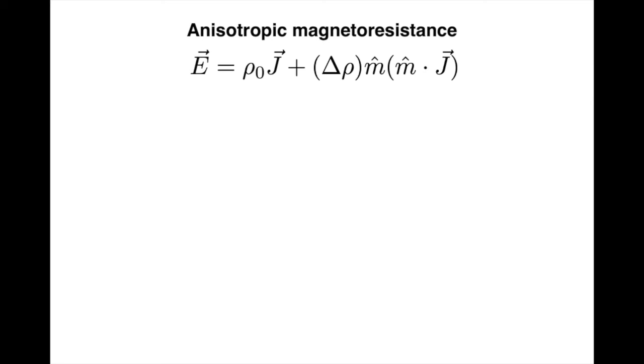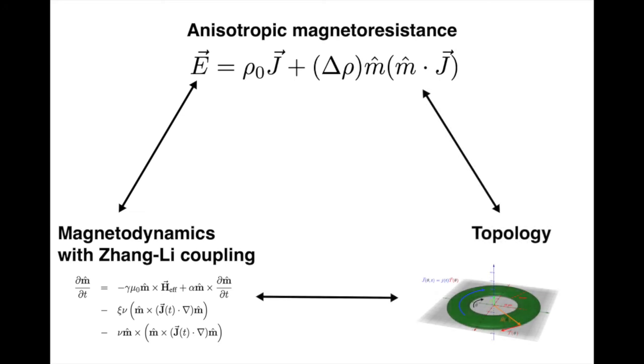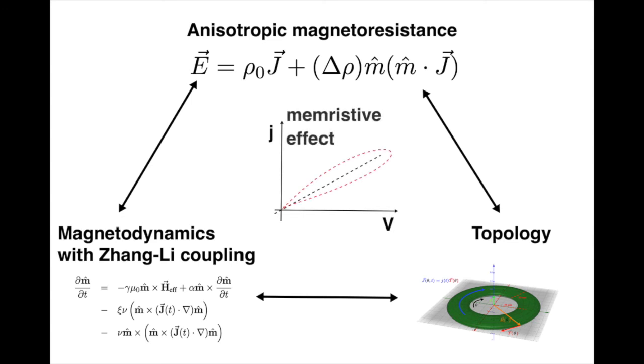Let us put all these elements together. We assume that we have a material with anisotropic magnetoresistance effect, and a Zhang-Li coupling between the magnetization and the current. Then, if the magnetization state is topologically nontrivial, not only do we have an effective contribution to the resistance, but such resistance is also dynamic. This means that we have in the material a current-induced memristive effect, which can be seen as a hysteresis in the current-voltage diagram if we apply an AC voltage.